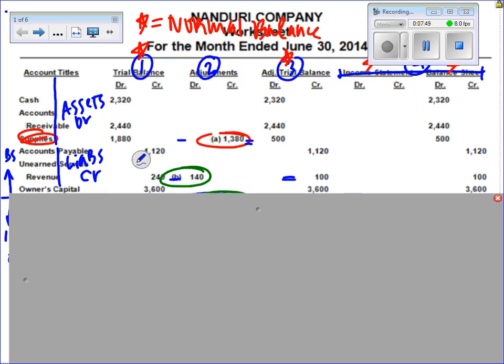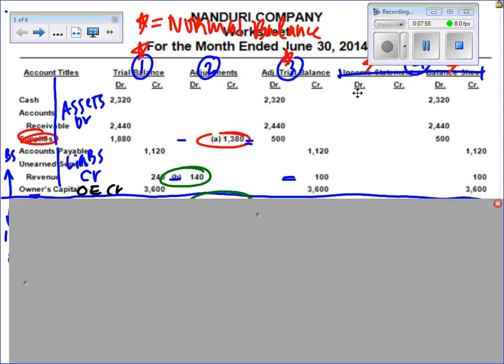Now we're on to capital, which of course is owner's equity with a credit balance, and we're simply going to jump in that owner's capital car of $3,600 and zip over to the adjusted trial balance credit column as well. Did we have to stop and pick up friends or drop off friends? No. While we're here, let's just keep zipping over and extending our trip across this worksheet.